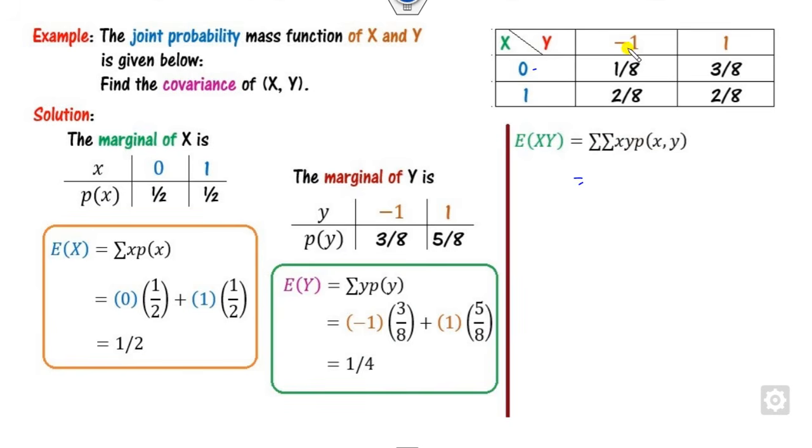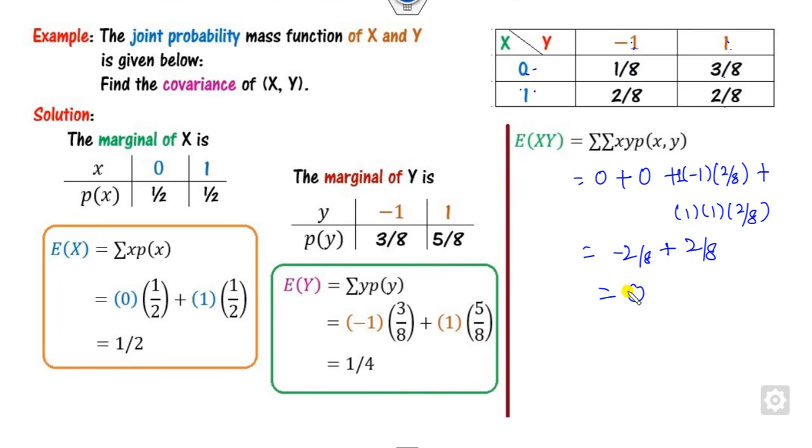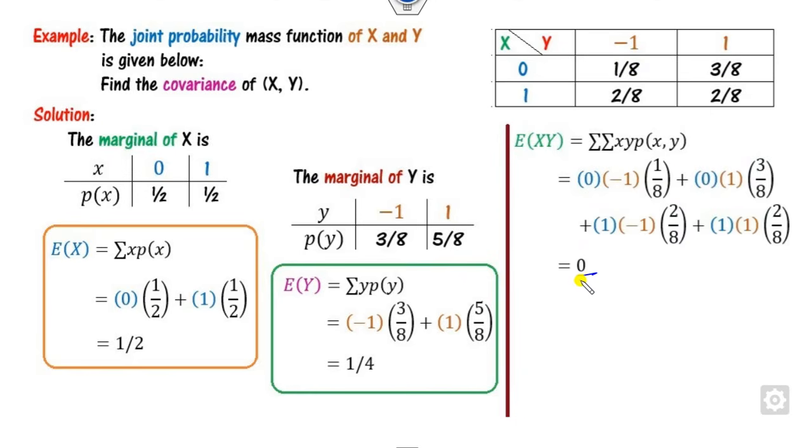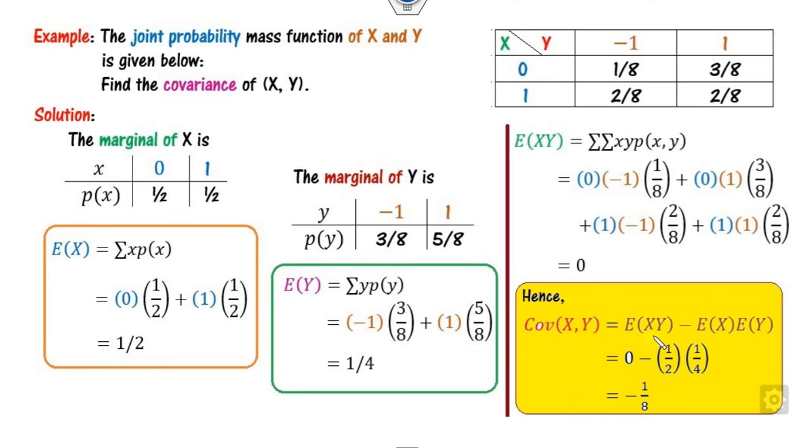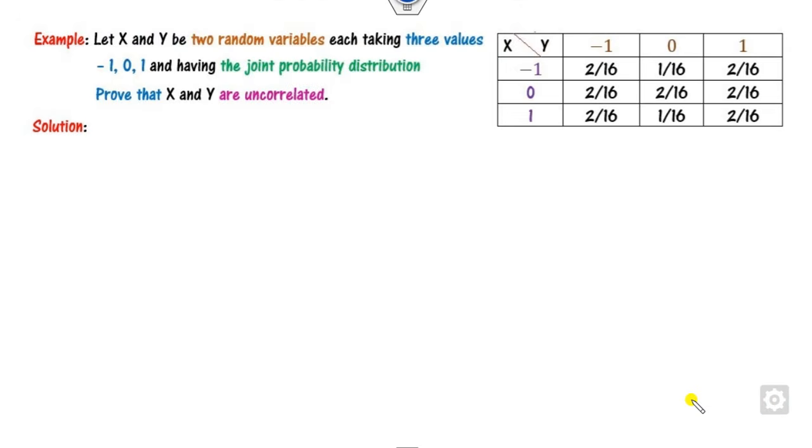So what will happen? 0 into -1 of 1/8, 0 into 1 of 3/8, 1 into -1 of 2/8, plus 1 into 1 of 2/8. So what is the answer of this? -2/8 plus 2/8, so the answer is 0. Once it's 0, you can substitute the values in the covariance. You will get the covariance as -1/8.